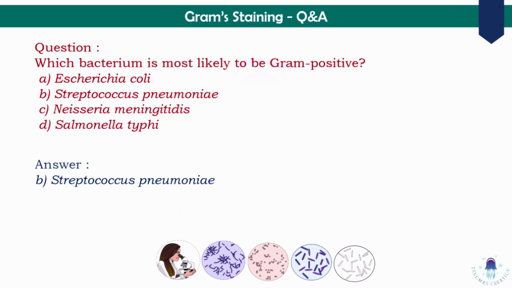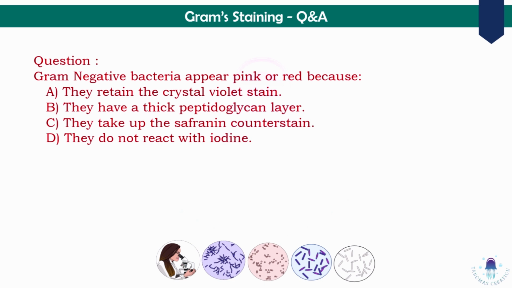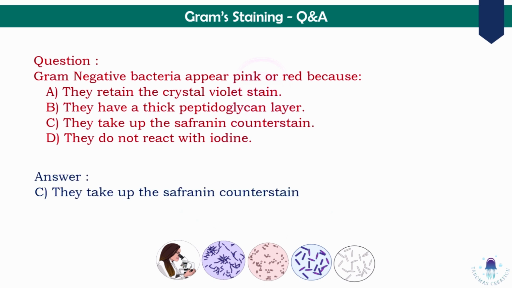Question: Gram-negative bacteria appear pink or red because Option: A. They retain the crystal violet stain, B. They have a thick peptidoglycan layer, C. They take up the safranin counterstain, D. They do not react with iodine. Answer: C. They take up the safranin counterstain.